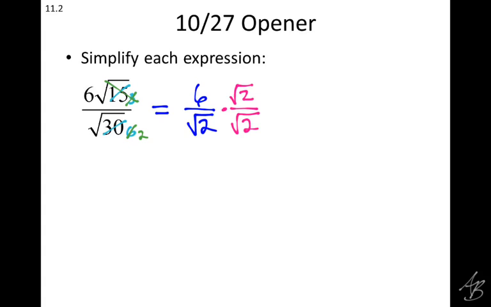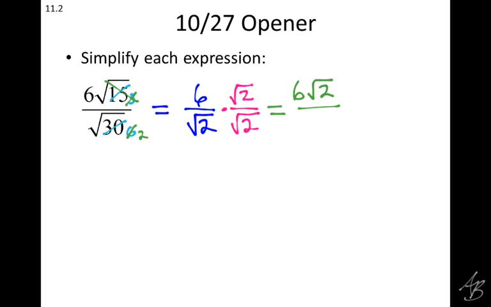Alright, it's important that we multiply by the square root of 2 in both parts, because if we just do one and not the other, then it's unbalanced, and we're changing the value of this expression. Alright, so on top, what is 6 times the square root of 2? 6 square root of 2. You can't multiply the 6 and the 2 together to get 12, because the 6 is outside, the 2 is inside. So we'll just keep the 6 outside, we'll keep the 2 inside, and get 6 square root of 2. How about the bottom?